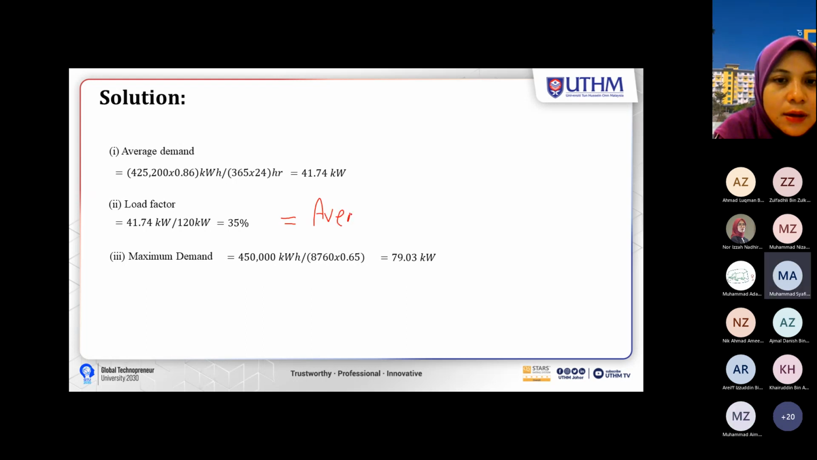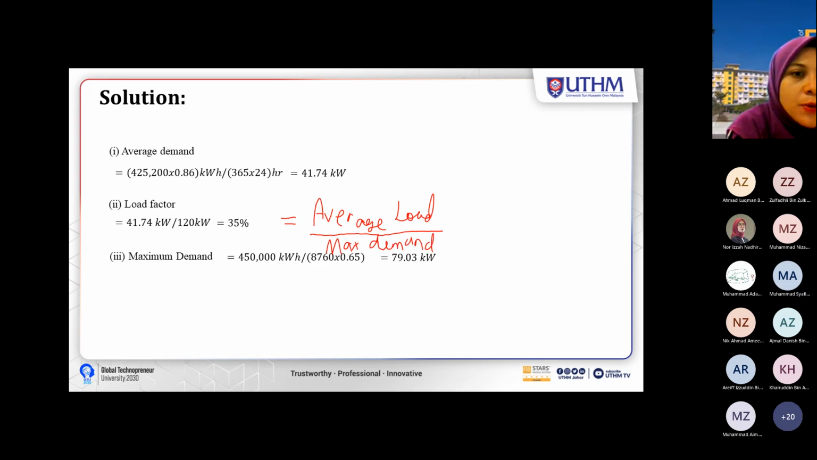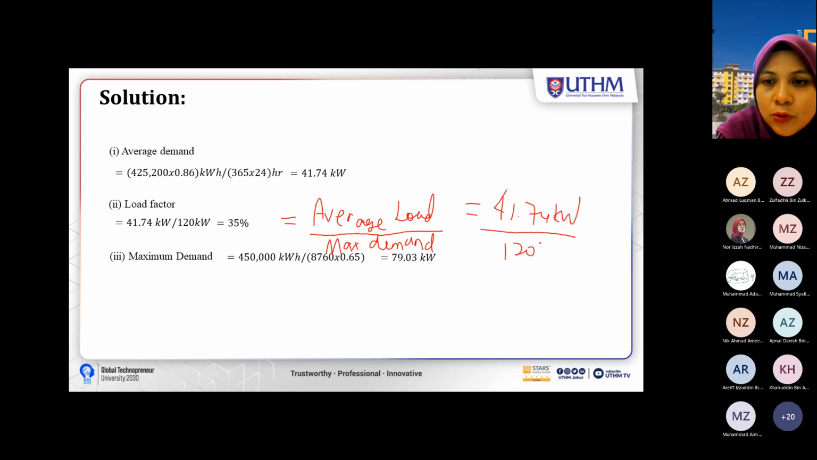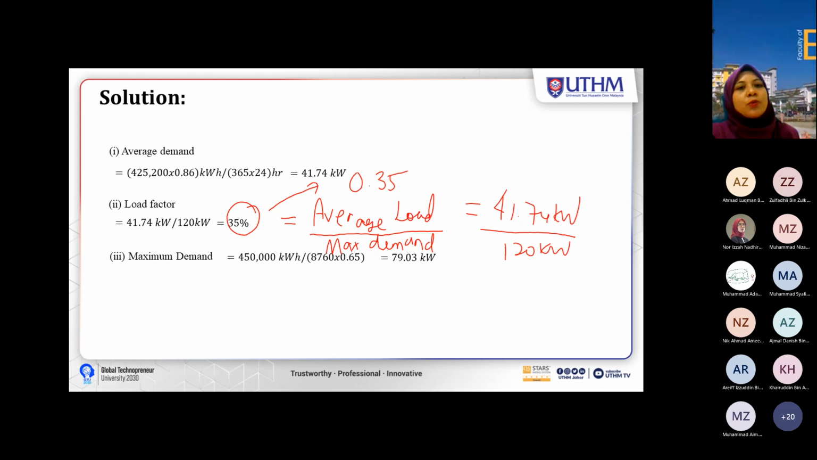Average load divide by maximum demand kan? So, tadi you dah dapat average demand awak adalah 41.74 kilowatt. Bahagi dengan maximum demand yang dikata adalah 120 kilowatt. So, you dapatlah 35%, ataupun kebiasaannya kita tulis 0.35. It must be less than 1. Okay, 0.35 dia punya load factor.